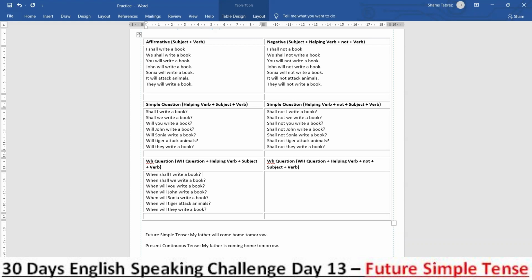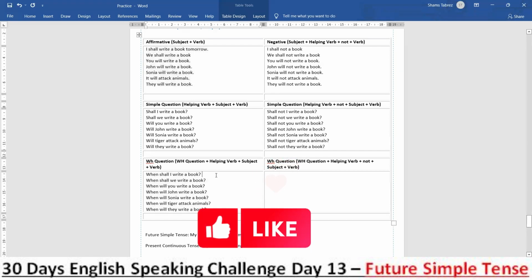So your answer is, I will write a book tomorrow. You see here, yes, you can use will if your intention is strong. If you are going to definitely do it, then instead of shall, you can use will, otherwise shall. So your answer should be like, I will write a book tomorrow. Right? So the answer to your WH question is affirmative.